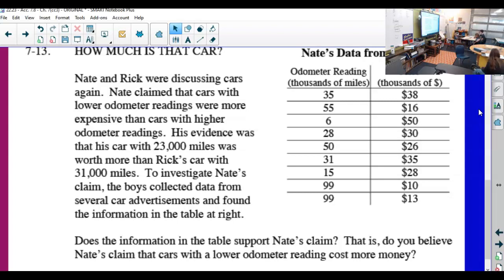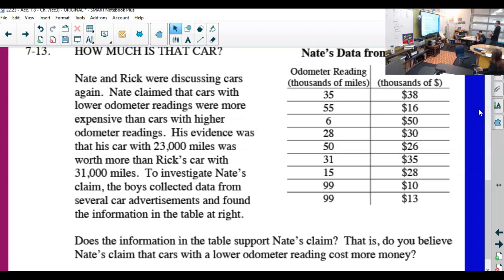We're going to organize this data in a scatter plot. This is me trying to save you from having to use more graph paper and save you a little bit of time. But yeah, we could have just done this on graph paper. But there's also stuff on the back of this that I want you to have. So let's take the table they have up there and investigate.